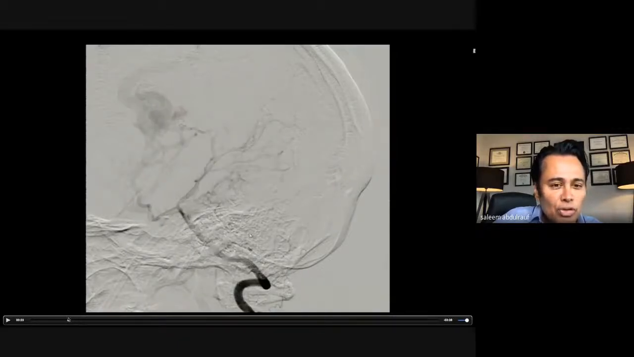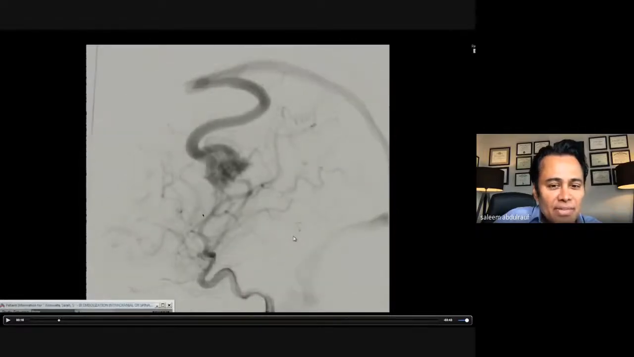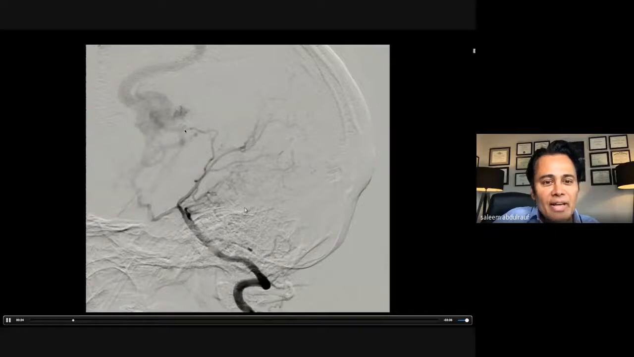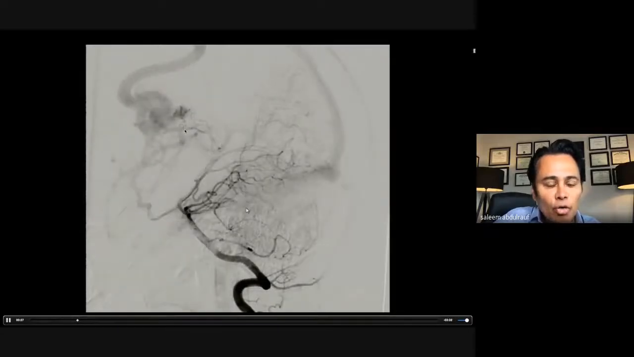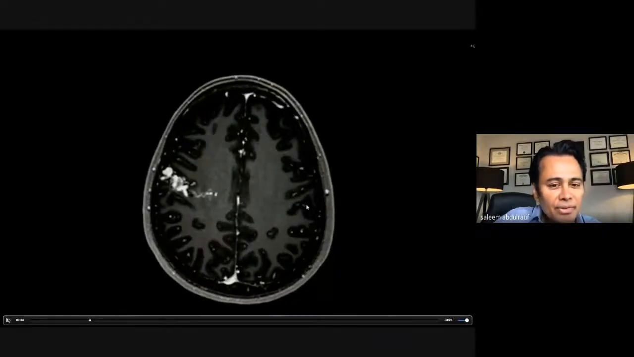Of course, what's important to see here is two very important things. One, this AVM is getting supply from the MCA, but also what you will see, it's getting supply from deeper down, coming through the posterior choroidal, medial choroidals. Okay, so let me explain this. So that's the AVM right there, right in front of the precentral, in front of the central sulcus.